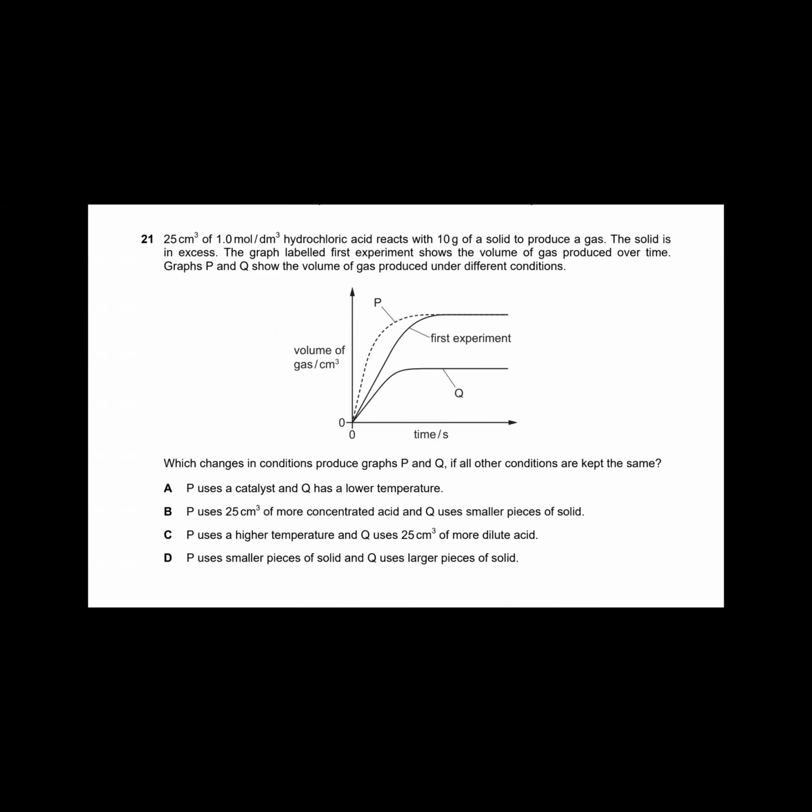The answer is C, darling. Okay, I'll check it. I'm not doing that. 21. Yeah, they say 21 is C. That's correct. Let's check that. P uses a higher temperature and Q uses 25 cubic centimeters of acid. Oh, there are two different graphs drawn, right? So P uses a higher temperature. Yeah, of course, P must be using a higher temperature than the normal one.